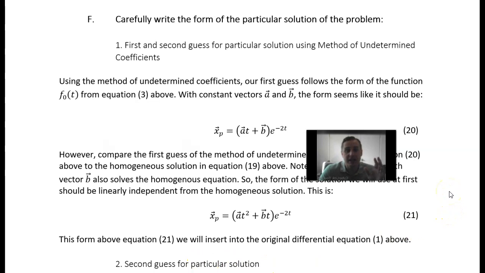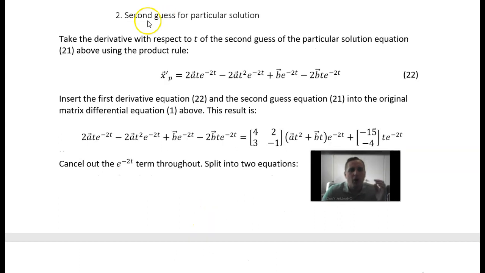In order to get the second guess for the particular solution, we need this particular solution, but we also need its time derivative, that is, its derivative with respect to t, the independent variable. So what is the derivative with respect to t of the second guess? Well, we need to use the product rule on each of the terms. So we should have 2a vector t e to the minus 2t, that's the derivative of the first term, leaving the second term alone, minus 2a vector t squared e to the minus 2t, that's the derivative of the exponential.